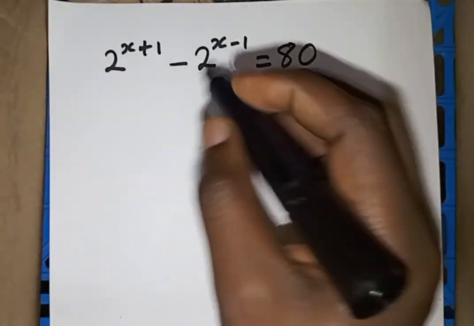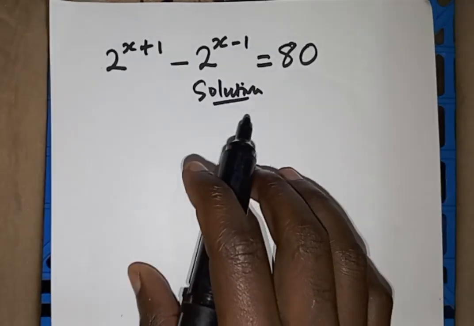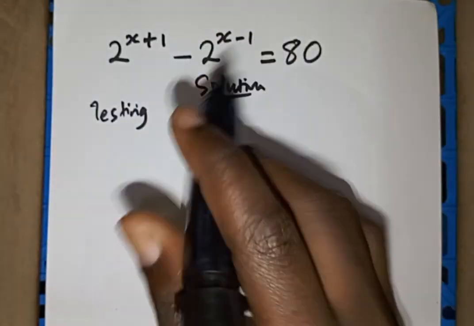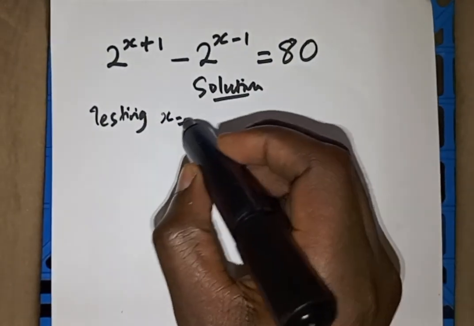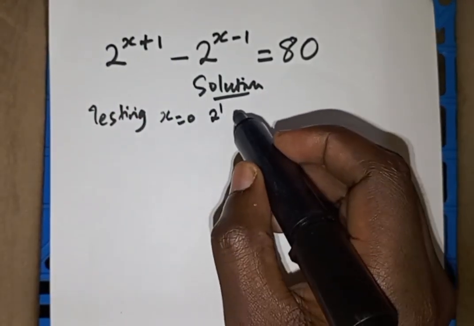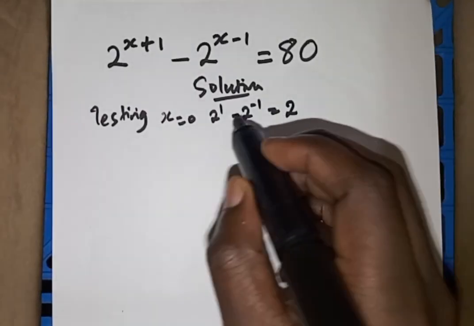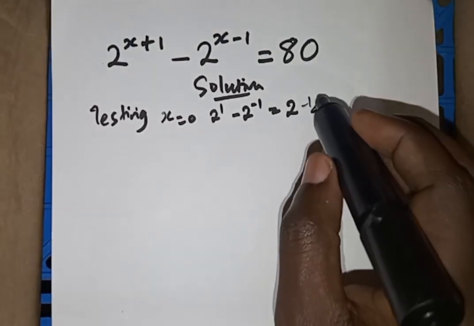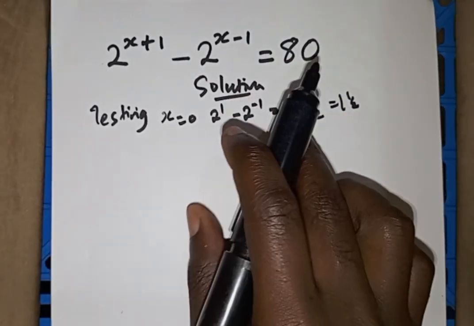Let us start our solution. We're going to start by testing if we can predict the value of x easily. Let's say x is equal to 0, then this becomes 2 to the 1 minus 2 to the power negative 1. This is 2 subtract 1 over 2, which is 1.5. This cannot be equal to 80.